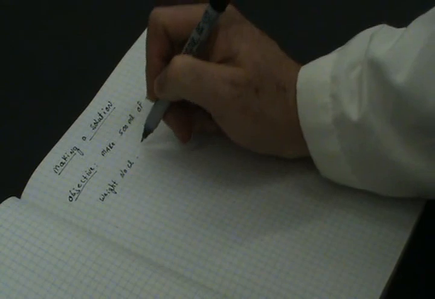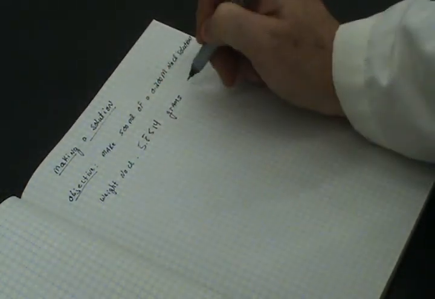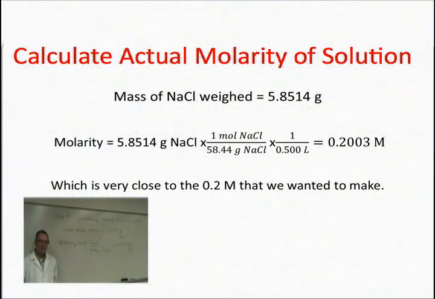Don't forget to write and record the grams of NaCl that you weighed. So we weighed 5.8514 grams of NaCl. So the final step, step 4, is to calculate the molarity of the NaCl solution that we made. Remember, we needed to weigh out 5.844 grams. But I weighed out 5.8514 grams, a little bit more. So let's see if that affects our solution.